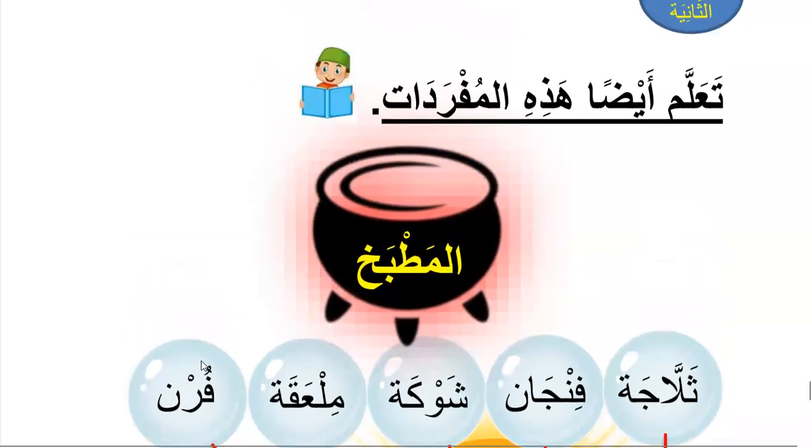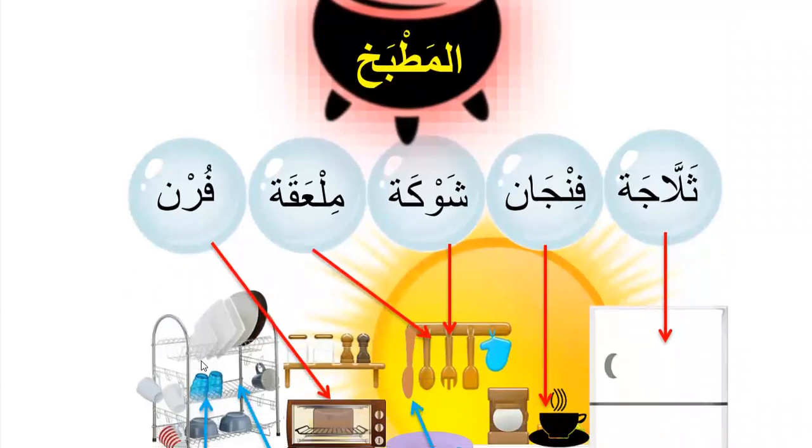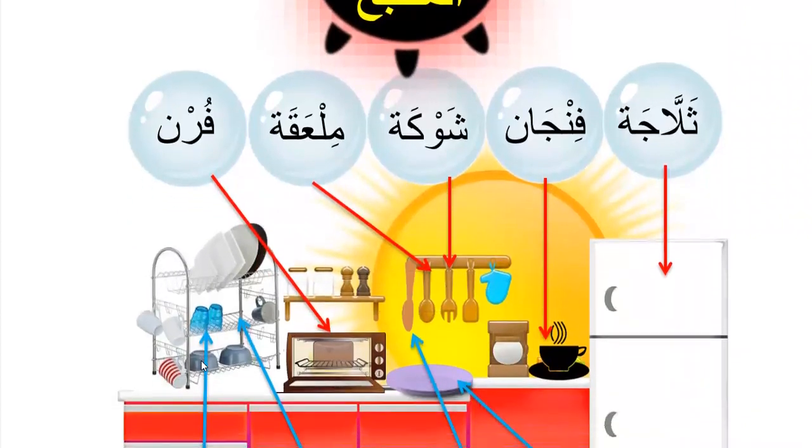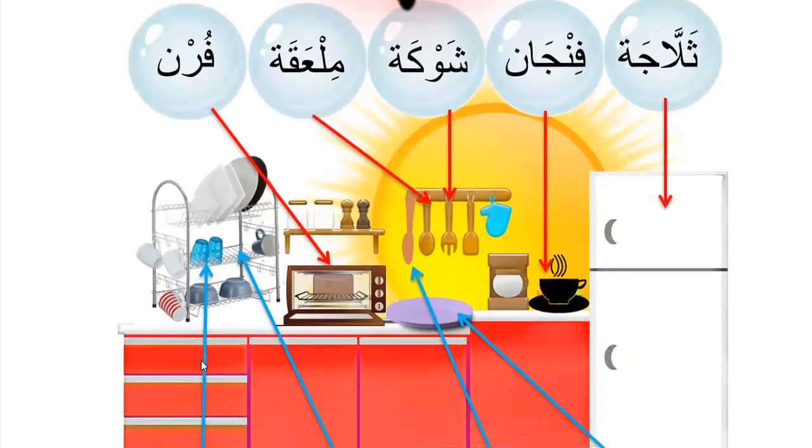Learn this vocabulary also. Rayan, what is matbakh? Kitchen. Good. Next. Thalaja, fridge. Good. Finjan, cup. Good. Shauka. Shauka, fork. Fork. Mil'aqa, spoon. Spoon. Spoon. Oven.